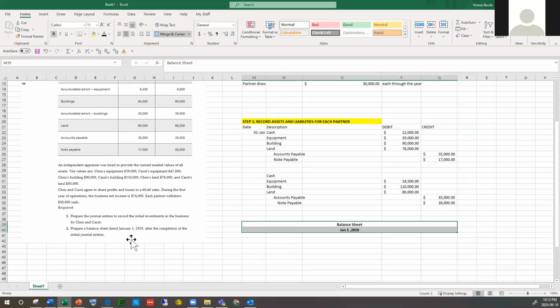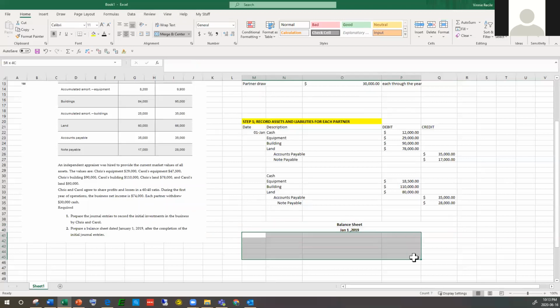So they want us to prepare a balance sheet after the completion of the initial journal entries. That is the important piece to note here. They do not want you to complete the balance sheet at the end of the first year of operations, where it talks about that in the last paragraph or section. They just said at the beginning, at January 1st, after the completion of the initial journal entries. So this is before any other business is transacted, and so that's why you want to unfold this piece of it here. So let's take a look at the assets.